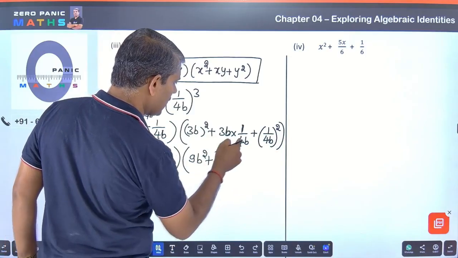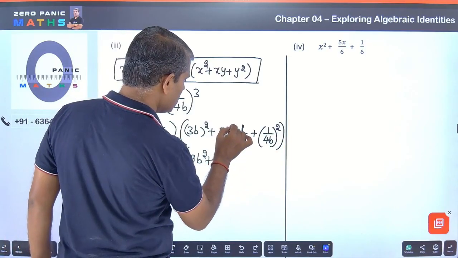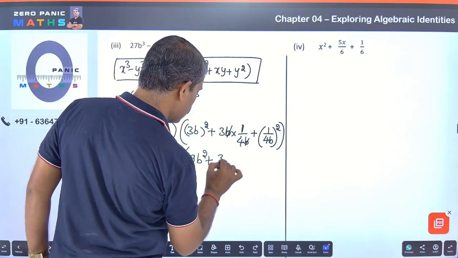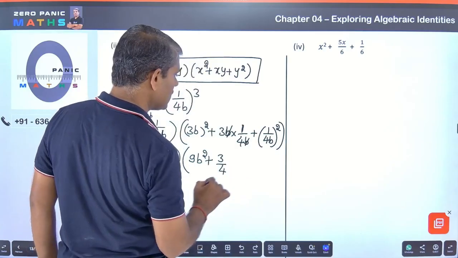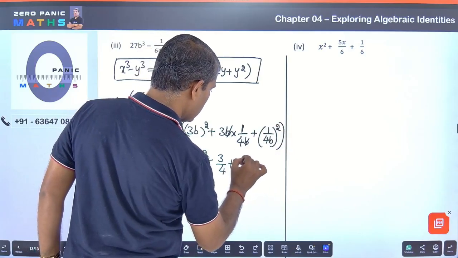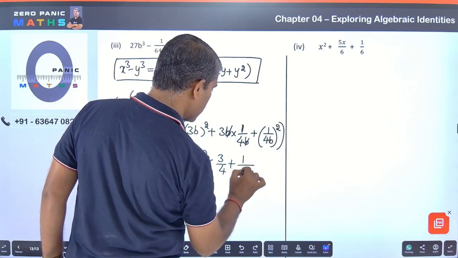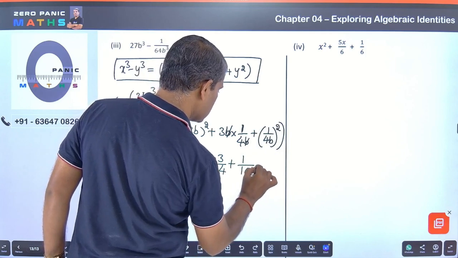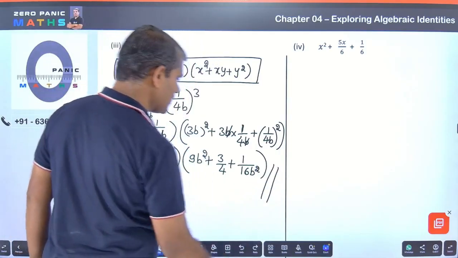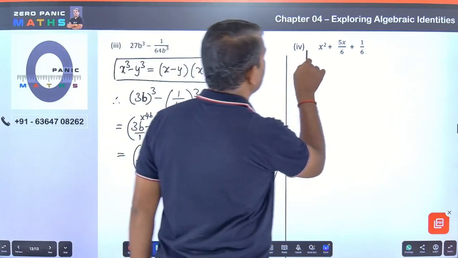Okay, and if there are any cancellations, so this b and b will get cancelled, and what remains here is 3 by 4 only constant remains, plus 1 square is actually 1 divided by 4 square is 16b square. Okay, so I think this is the final answer to this. Quickly move to the next problem.